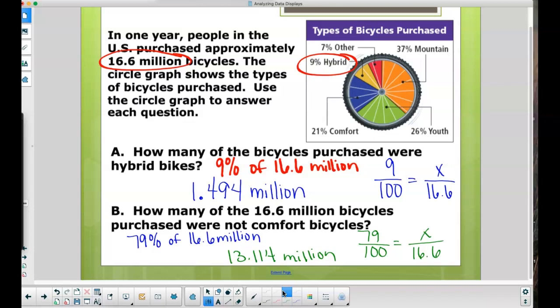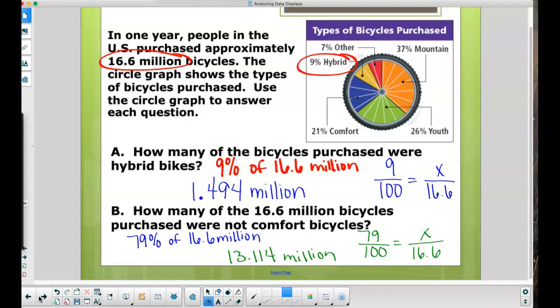Questions on that? Okay, now sometimes on circle graphs they can ask you really easy questions. Like, what percent of the bikes were youth and mountain bikes? If I said, what percent of the bikes are youth or mountain bikes, you would say what? Caleb. 63%. If I said how many bikes, then you need to do the math. Okay? If I said percent, you can just add the percents together. Questions on circle graphs and how to find those percents.